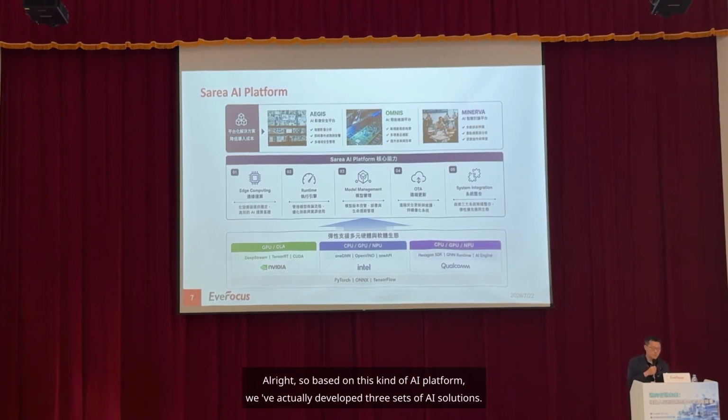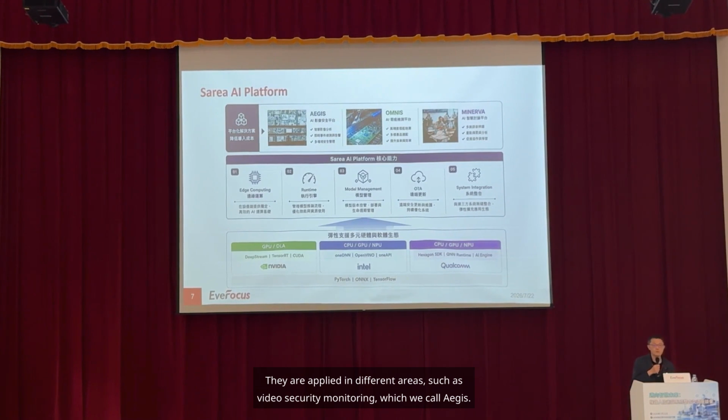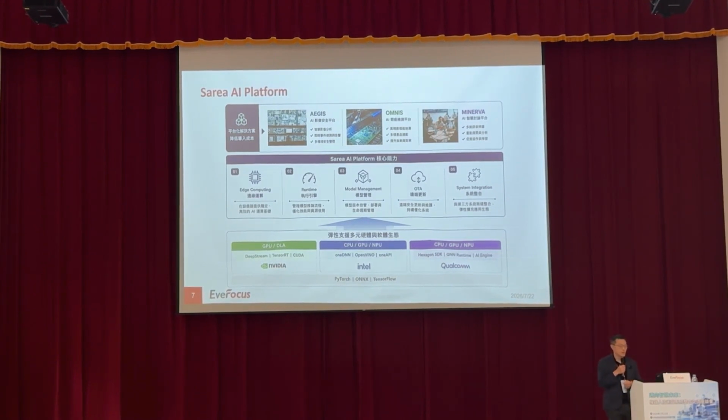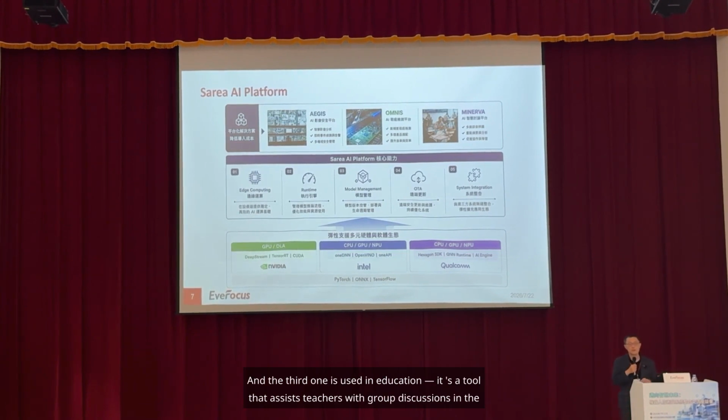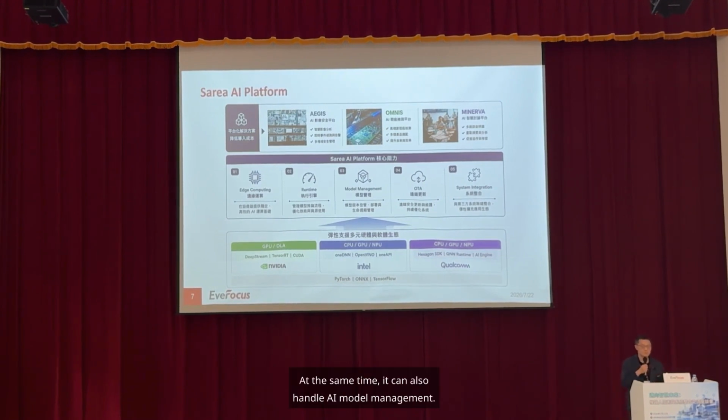Based on this kind of AI platform, we've actually developed three sets of AI solutions. They're applied in different areas, such as video security monitoring, which we call Aegis. Next, we also have a solution for smart manufacturing in factories, used for defect detection, called Omnis. And the third one is used in education. It's a tool that assists teachers with group discussions in the classroom, called Minerva. At the same time, it can also handle AI model management.